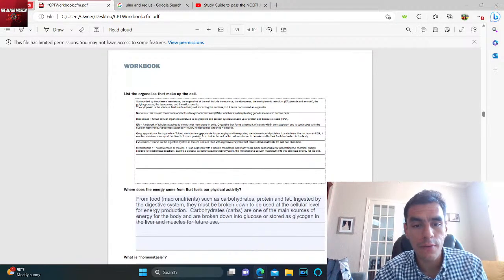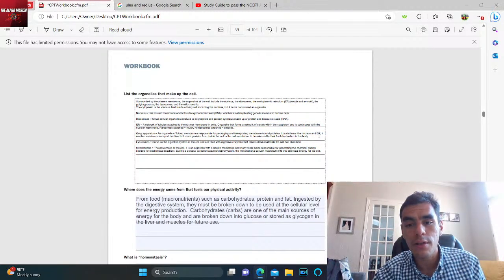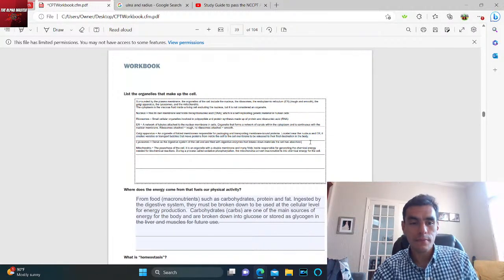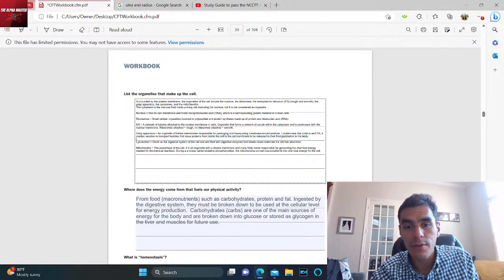Golgi apparatus is an organelle of folded membranes responsible for packaging and transporting membrane-bound proteins. It is near the nucleus and the endoplasmic reticulum. It creates vesicles that move proteins from inside the cell, so membranes will be released to their final destination in the body.